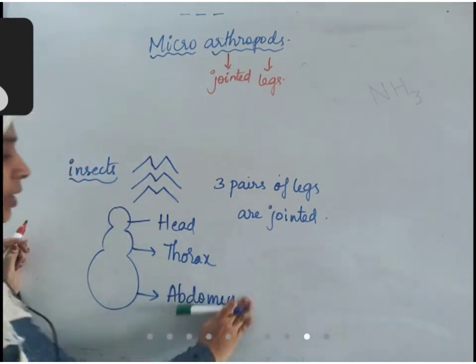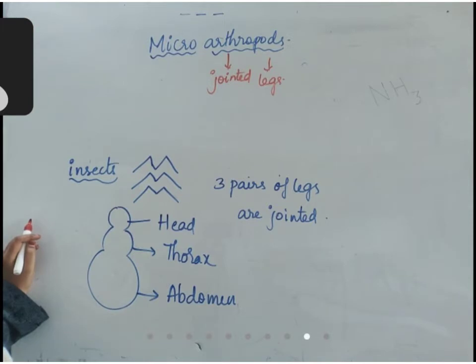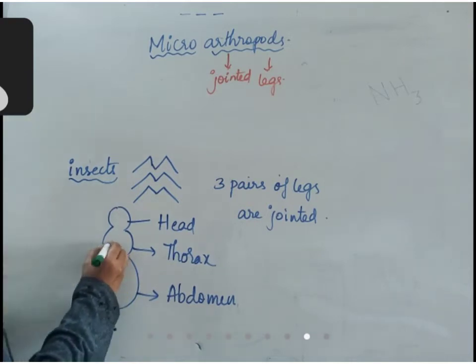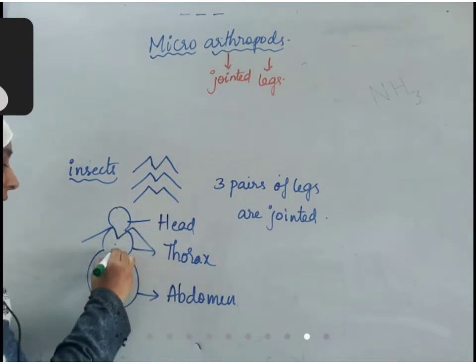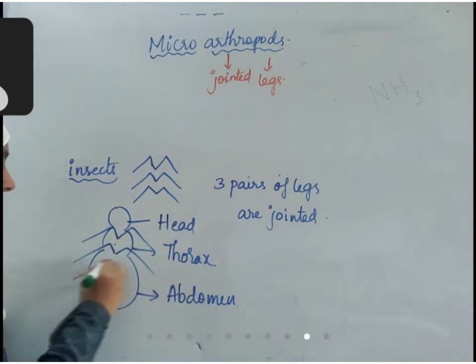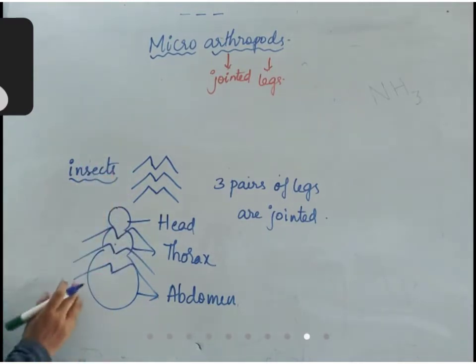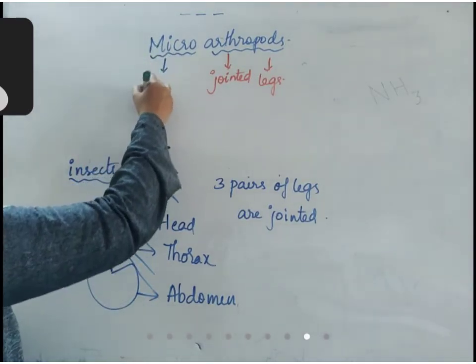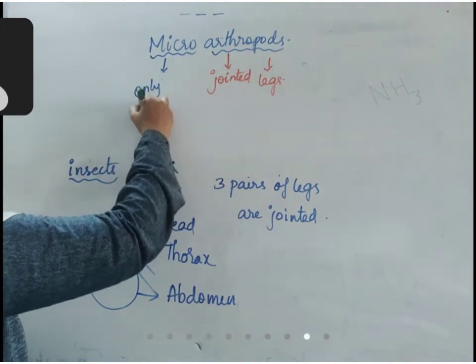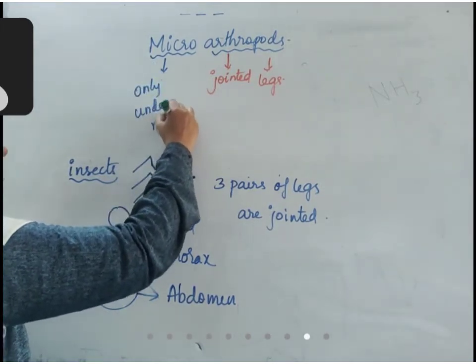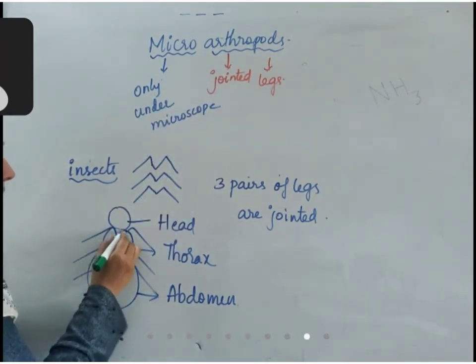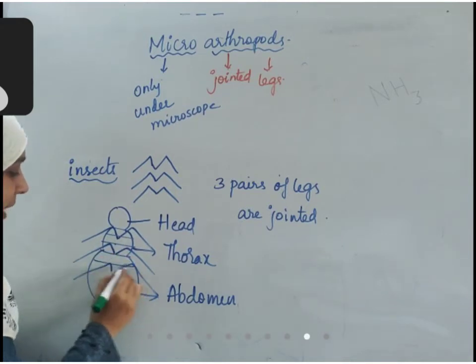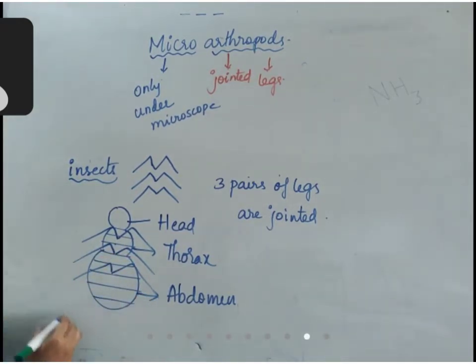So, like other insects, these microarthropods also have head, thorax, abdomen, and if you turn the body upside down, you can see that they have jointed legs like this. The only thing that is different in these organisms and insects is they are microscopic. They can be seen only under a microscope. If you observe under a microscope, you can see that their body is segmented like this.